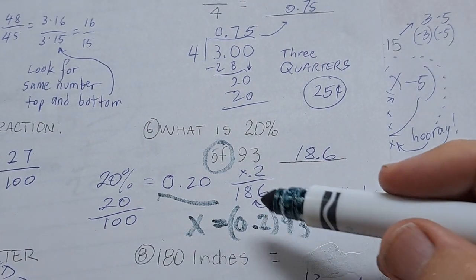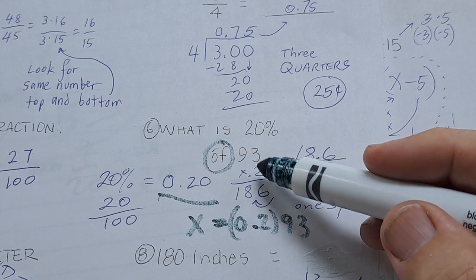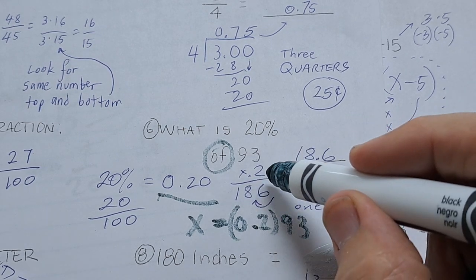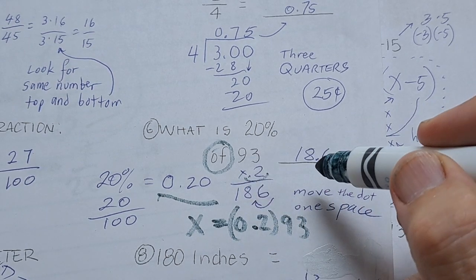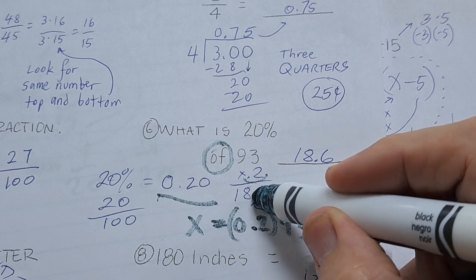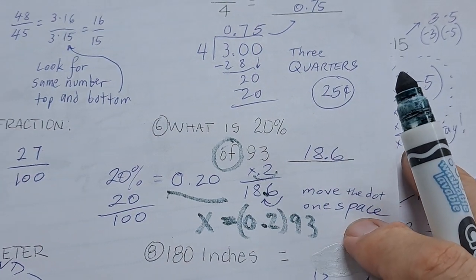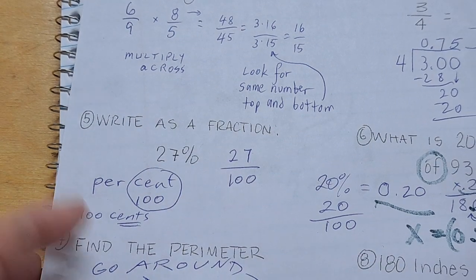Remember, when you're multiplying by 0.2, you multiply it out, and then you move over the number of dots that you've seen. There you go. Okay, we're going into our third minute.